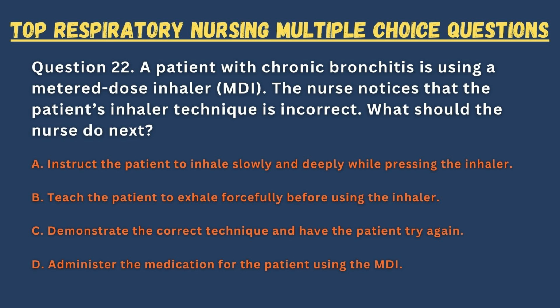Question 22. A patient with chronic bronchitis is using a metered dose inhaler, MDI. The nurse notices that the patient's inhaler technique is incorrect. What should the nurse do next? A. Instruct the patient to inhale slowly and deeply while pressing the inhaler. B. Teach the patient to exhale forcefully before using the inhaler. C. Demonstrate the correct technique and have the patient try again. D. Administer the medication for the patient using the MDI.